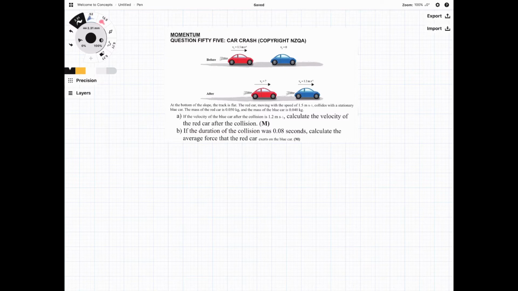Let's have a look at our homework question from the end of term 1, before we went on lockdown holidays. So here we've got a collision between two cars, our red car and our blue car. Our blue car initially is stationary. It's parked on the side of the road, for example. And our red car is moving at 1.5 meters per second. So not too fast, but there you go.